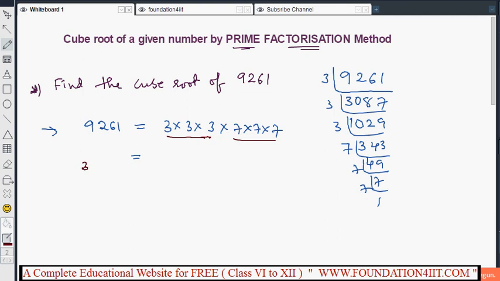Then the cube root of 9261 is equal to 3 into 7. Only one number from each triplet should be taken. That is, 3 sevens are 21. Fine, 21 is the cube root of 9261. So this is the way we can find it using the prime factorization method.